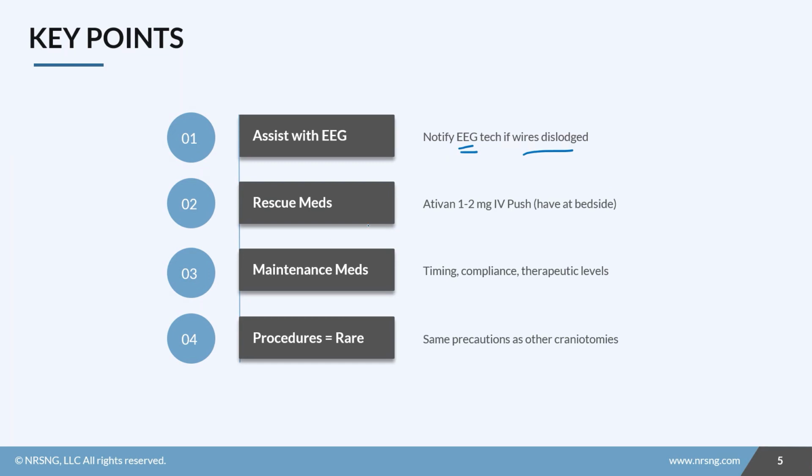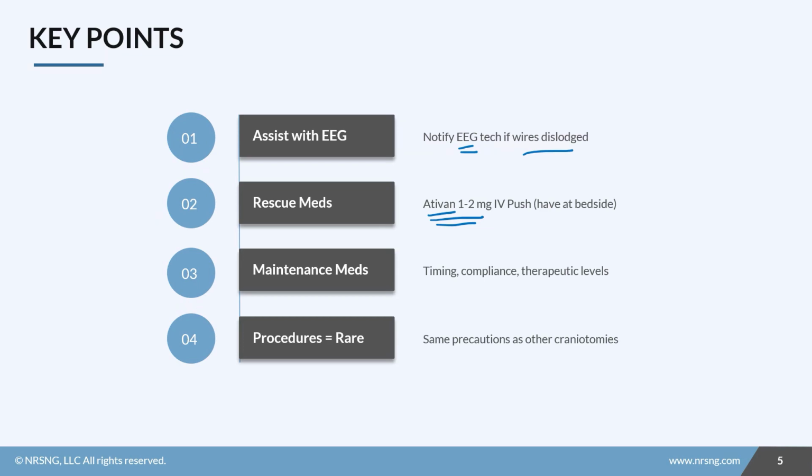Now we have our rescue meds. That's our benzodiazepines. So the most common thing we'll give is Ativan 1 to 2 milligrams IV push. Now, if it's allowed by your facility, it is good practice to have Ativan locked up at the bedside for easy access instead of having to go get it out of the med room.